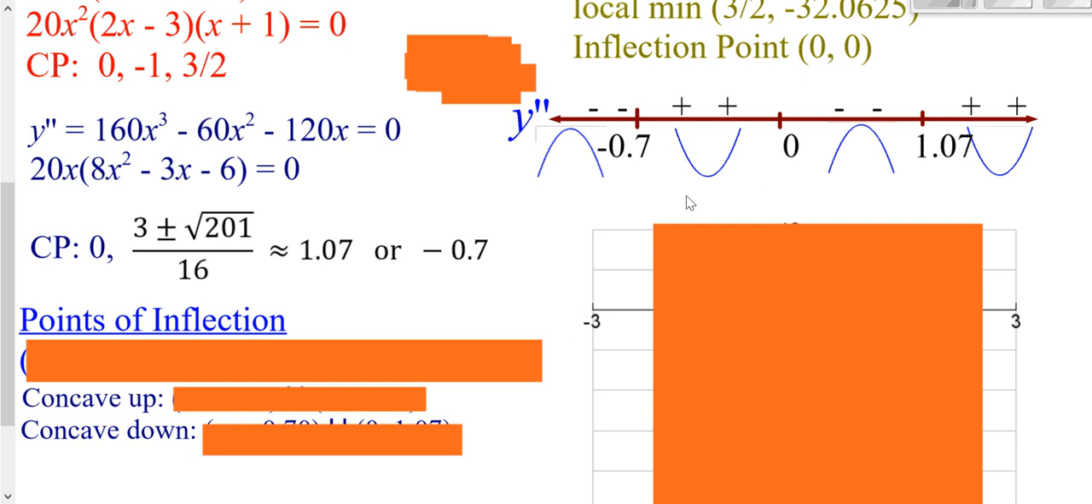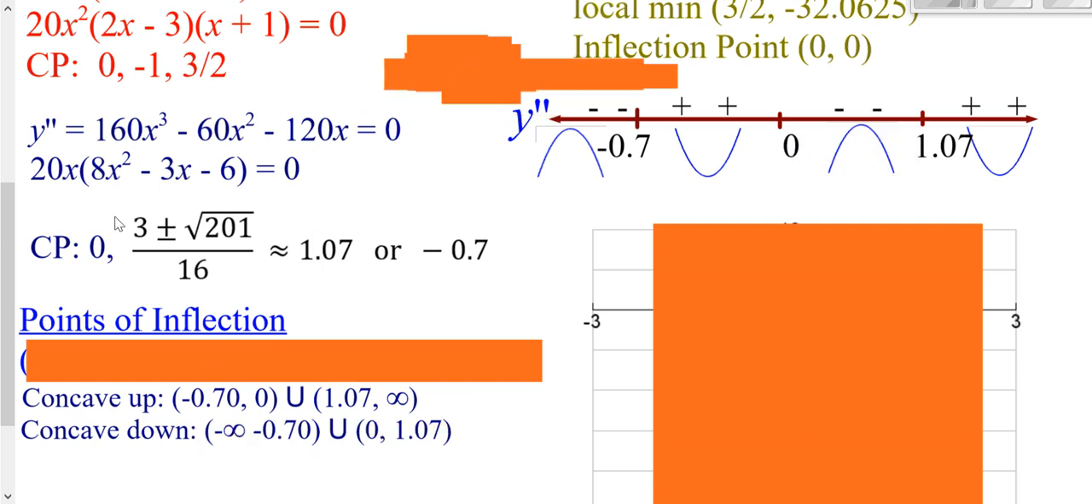Concavity is where you are concave up, which would be between negative 0.7 and 0, and over here to the right of 1.07. Now, you should maybe be using your exact ones right here, but concave up is in between those two and here. Concave down would be to the left of negative 0.7 and in between 0 and 1.7. And once again, you could always use your exact values right here versus your decimal approximations.